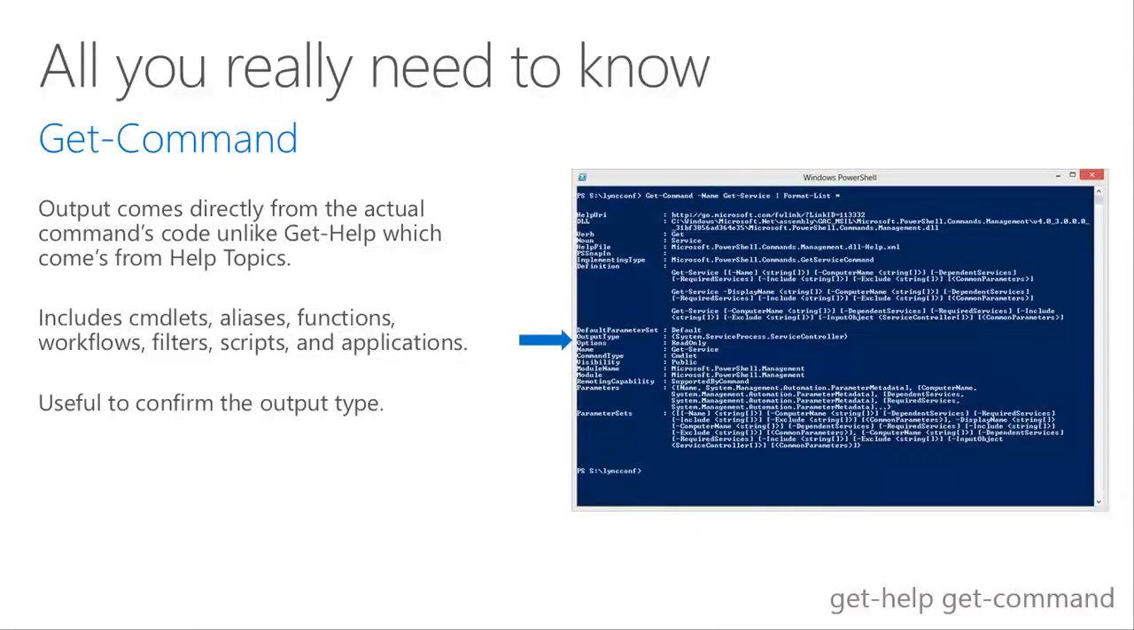One of the things I use this most for is confirming the output type. So if I was running, say, Get-CsUser, you could look to see what Get-Command thinks it's going to output.